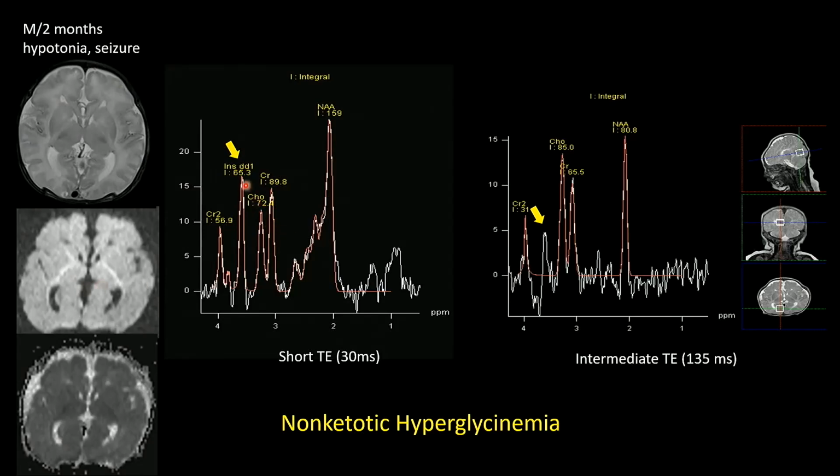You can see a peak at 3.5 ppm in short TE imaging, which is prolonged on intermediate TE imaging. Usually, normal myoinositol shows that kind of peak at 3.5 ppm, but on long TE image, the glycine peak is persistent and myoinositol peak disappears, so we can differentiate the myoinositol peak from the glycine peak.